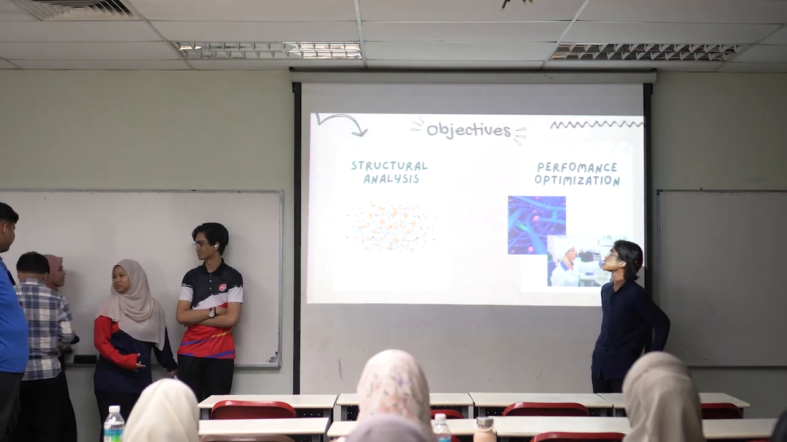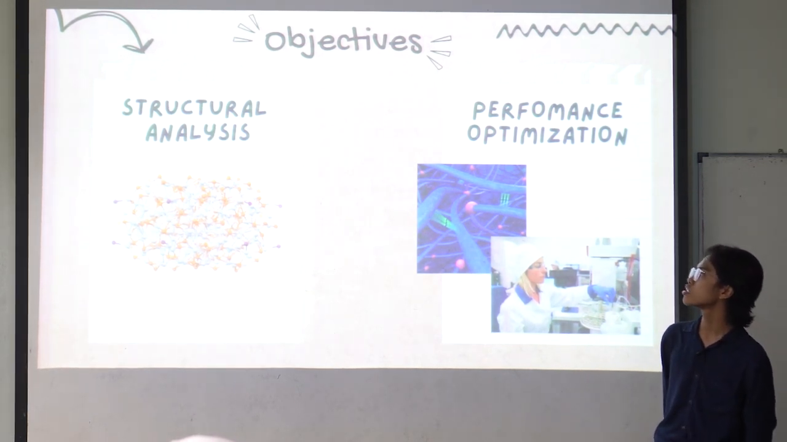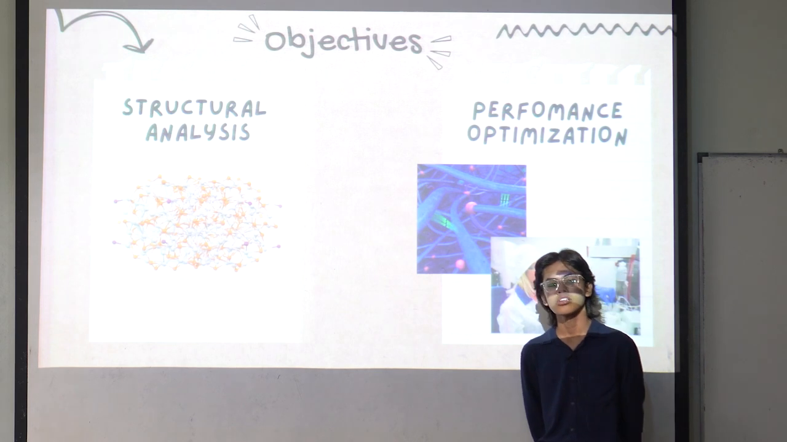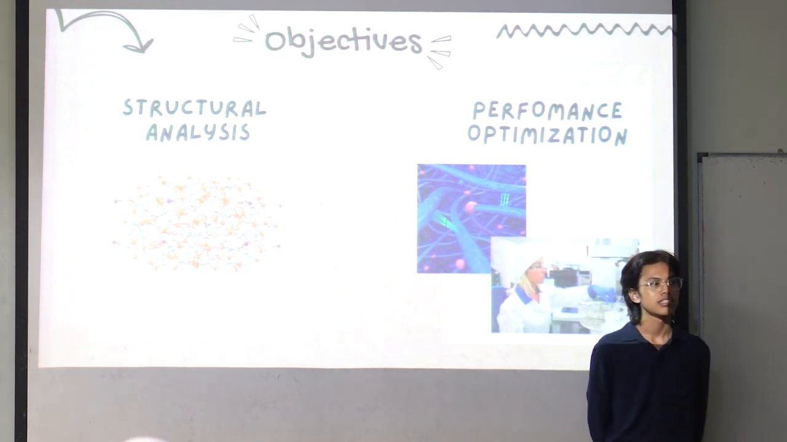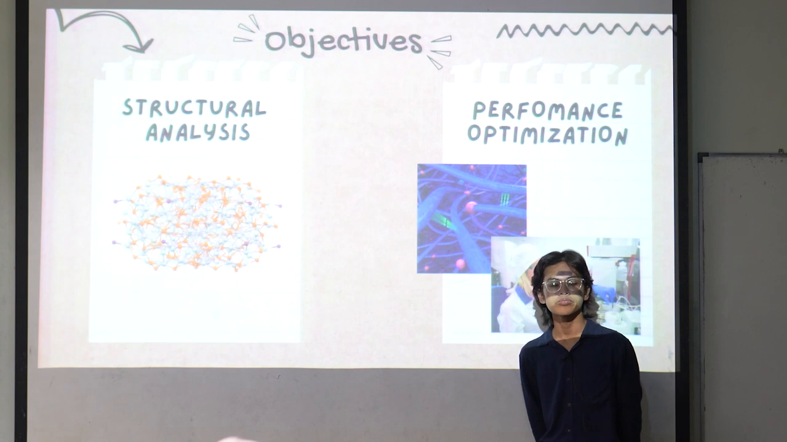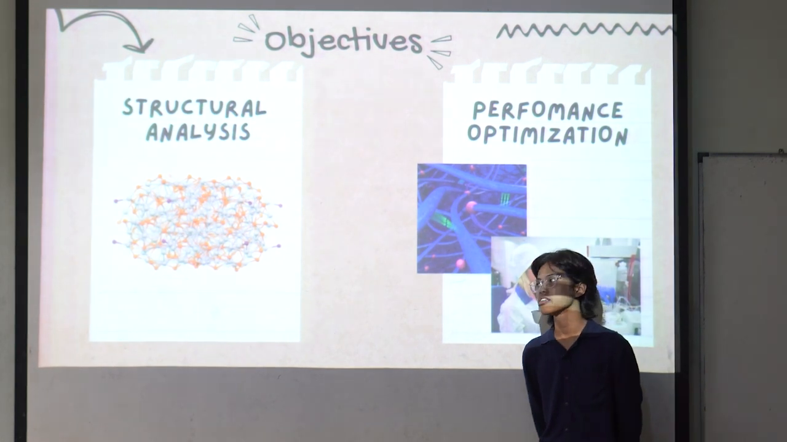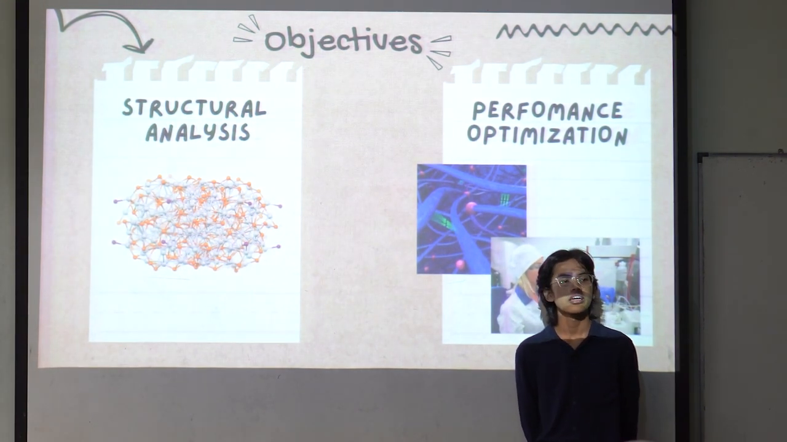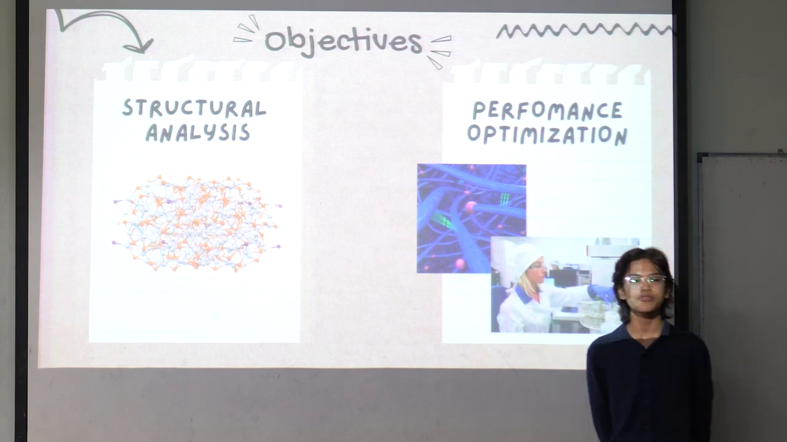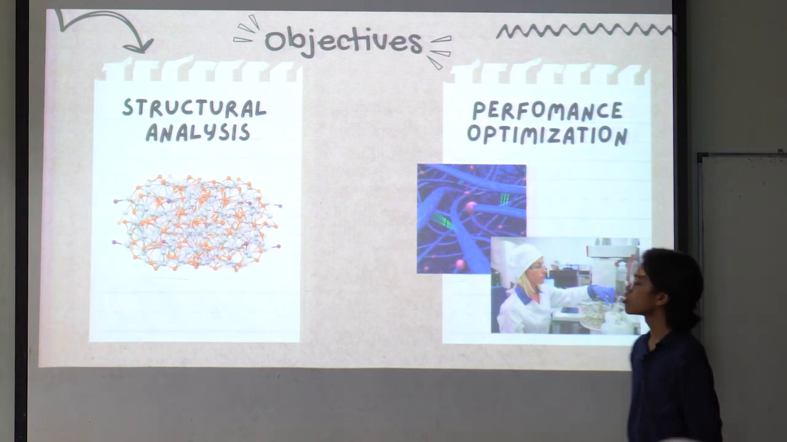So next, I will talk about the objectives of the nanocomposite characterization. There are two objectives. The first one is structural analysis. Characterizing the structural aspect of nanocomposite involves the composition of materials, including matrix material and nanoparticles. By understanding the structural analysis, we can know the composition of materials and the crystallography of nanocomposite.